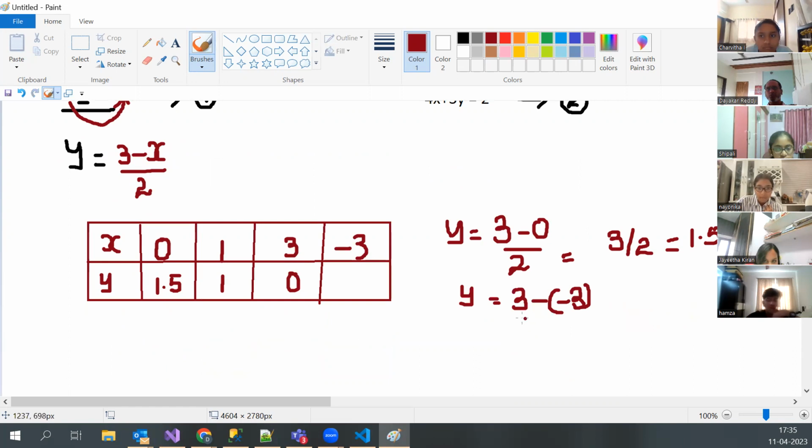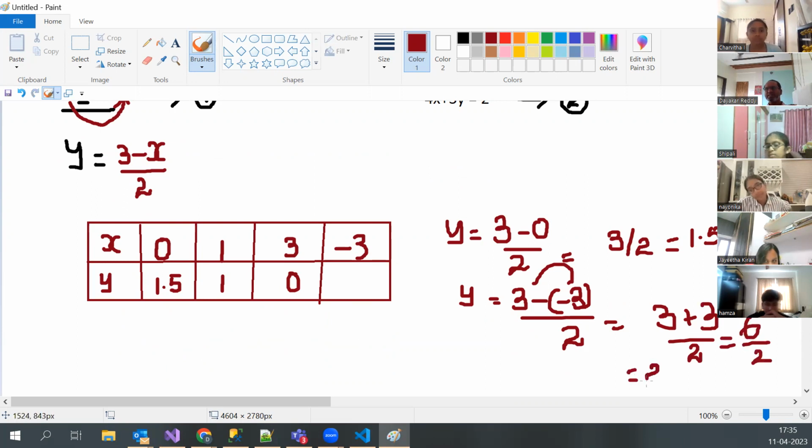Hamza, you should understand this. Don't learn by heart. Don't cheat yourself, okay? So 3 minus into minus plus, 6 by 2, which is equal to 3. You can take any points, children. It is not necessary to take these points, but which is feasible, that is what you need to take.